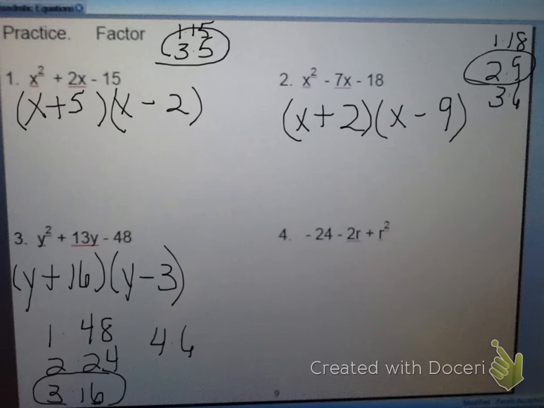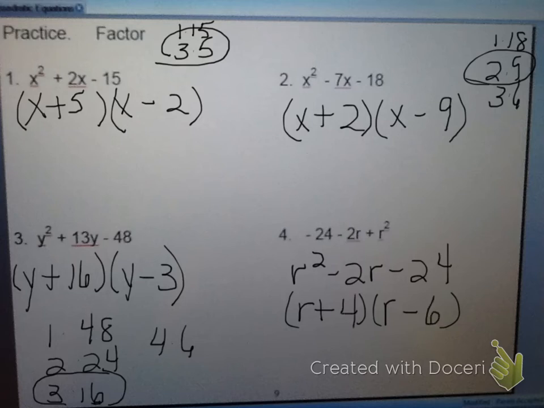Now number 4 is backwards, but because the very first term is a negative, I do want you to rewrite this. If it was a positive 24, then you would leave it and you would just factor it backwards. But because the first sign is a negative, I am going to rewrite it. Okay, now let's make your two binomials. Factors of 24 that subtract and get 2 is 6 and 4, and I'm going to put the 6 behind the negative and 4 behind the positive.